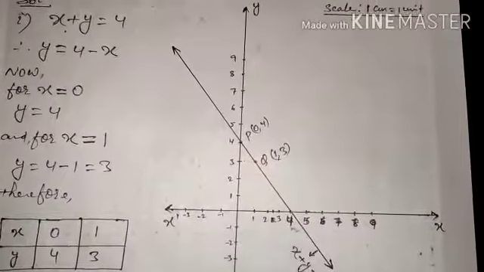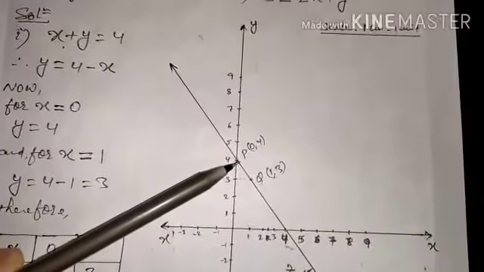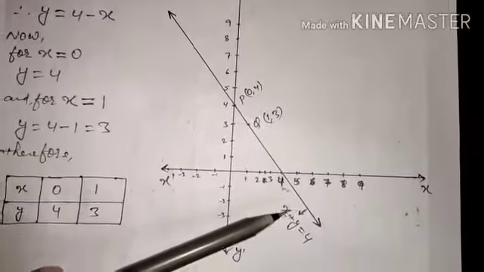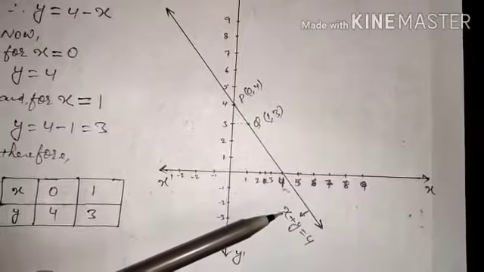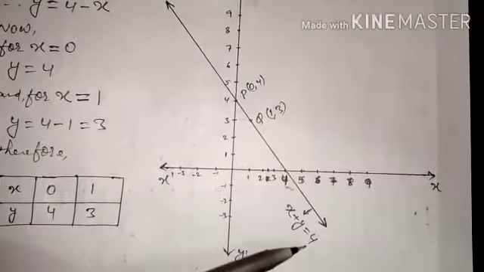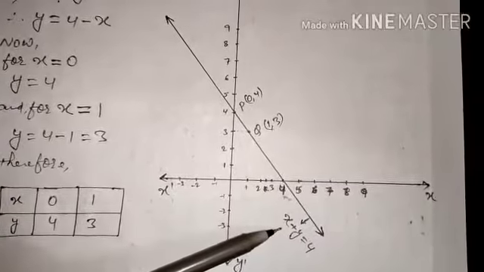As we have obtained 2 points, we will join the 2 points and we will get a straight line. And this line is representing the equation x plus y is equal to 4. So this line is the graph of this equation.